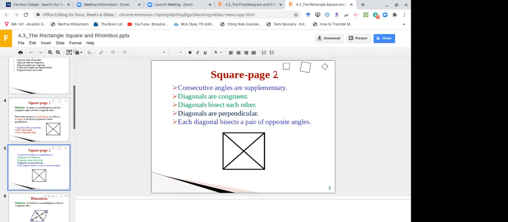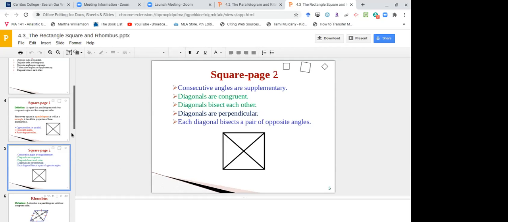The diagonals are perpendicular, and each diagonal bisects a pair of opposite angles. So when you have a square and you draw the diagonal, the angles that are bisected are equal also, okay?